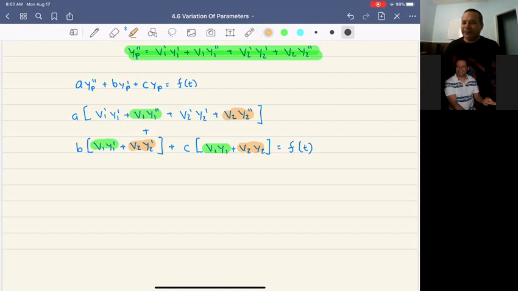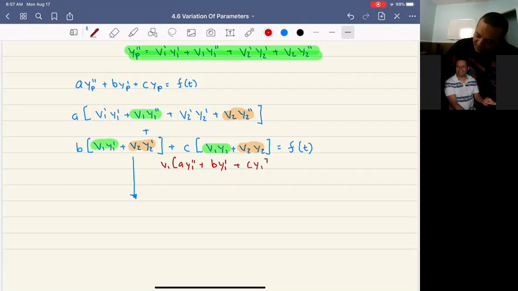Oh, wow, look at that. So what are we left with? After considering that, let's write it here in red: v1 times ay1 double prime plus by1 prime plus cy1 equals 0, and v2 times ay2 double prime plus by2 prime plus cy2, those both equal 0. One was marked out in yellow, one in green. If you're colorblind, that's okay, I am too, but I can see the difference between these two. Yellow-green is always tough.